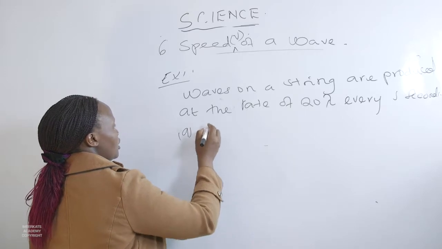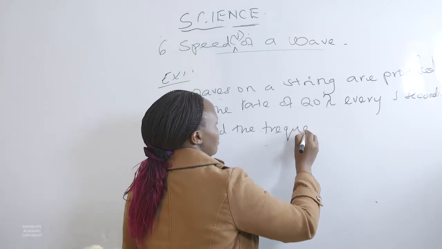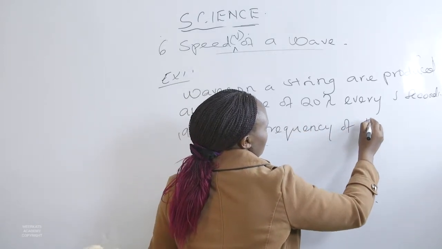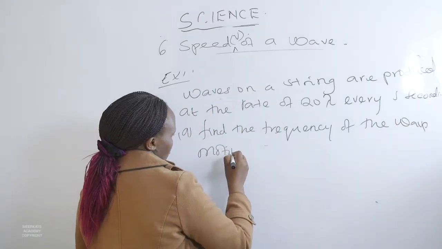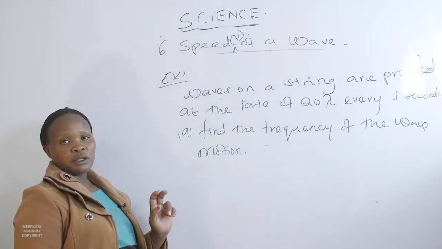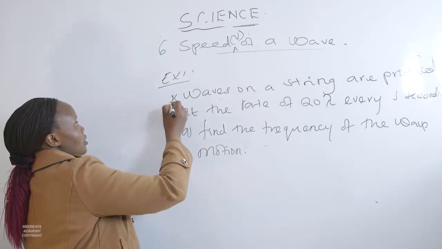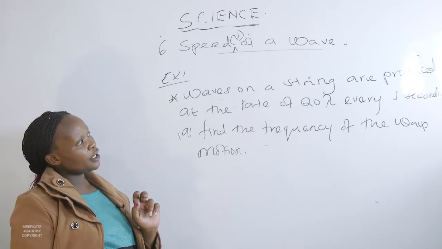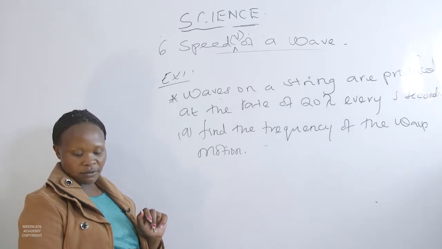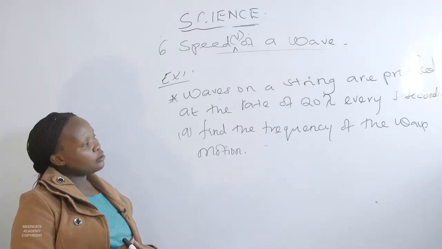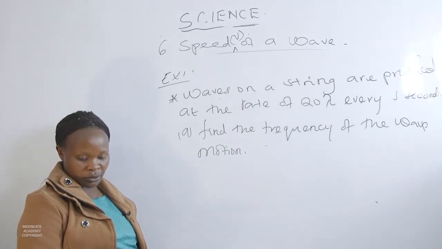Number 1, find the frequency of the wave motion. Now the question that we have here suggests that waves on a string are produced at the rate of 20 wavelengths every 5 seconds. So now we are required to get the frequency of that particular wave train.